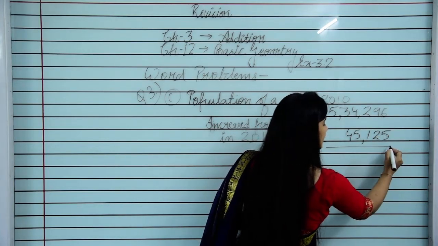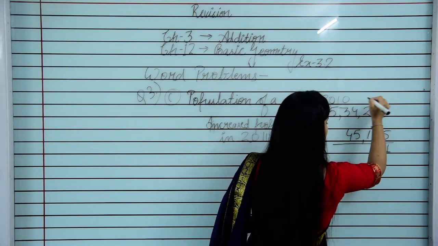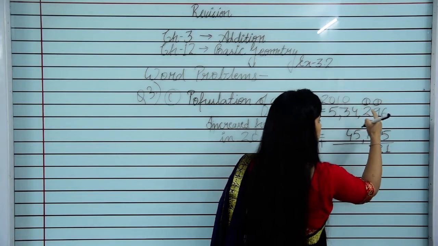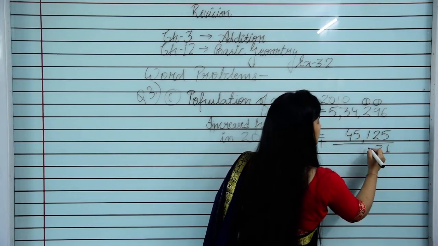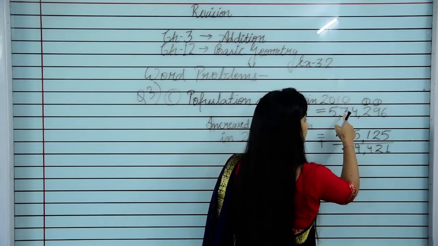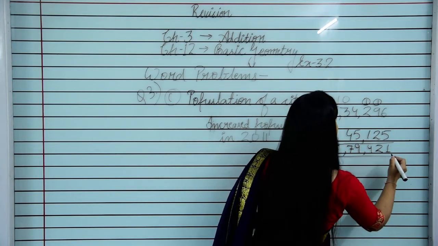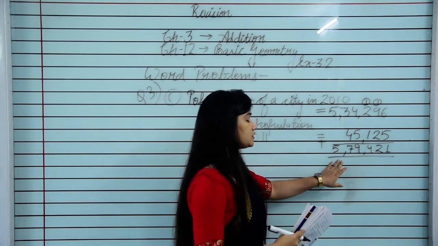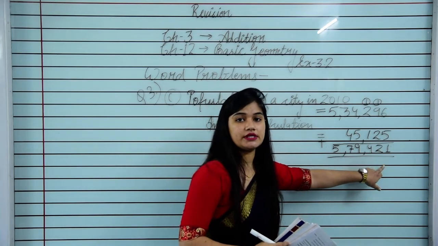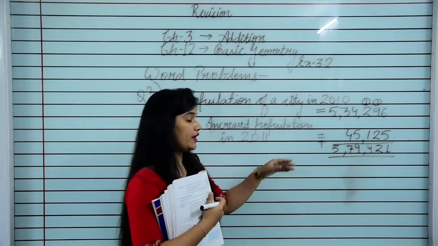6 plus 5 will be 11. Carry over 1. 9 plus 1 10 plus 2 12. So we'll write 2 here, carry over 1. 2 plus 1 3 plus 1 4. 5 plus 4 will be 9, and 4 plus 3 will be 7, and 5 as it is. So the population of the city in 2011 is 5,79,421. Understood students? So in this way you can solve the word problems and you can find the answer.